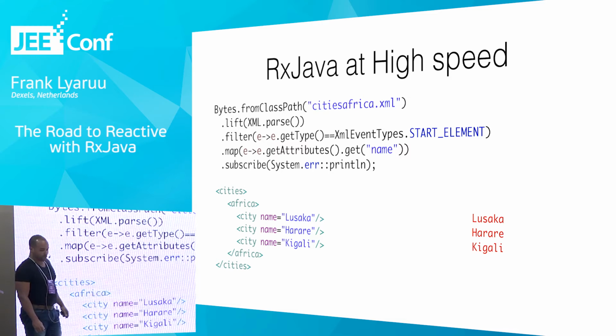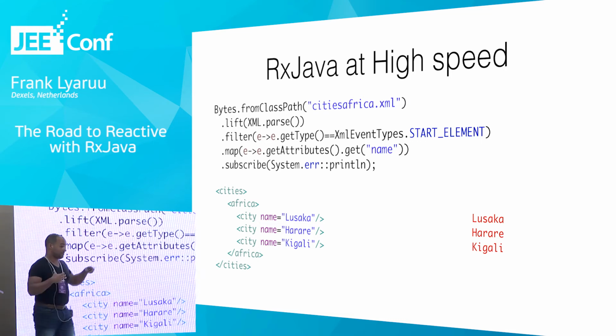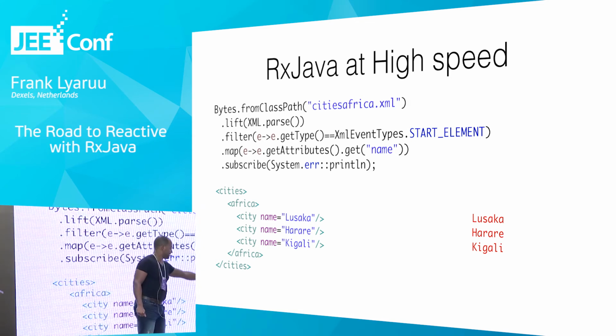So we can make it a bit more fancy. We can parse it, but then we can say we are only interested in the start element types. So the rest will be dropped. And then I say, okay, now I'm only interested in the name attribute of those start elements. So now it's a stream of strings, and then pass it on to the system error, and then you get just the names.